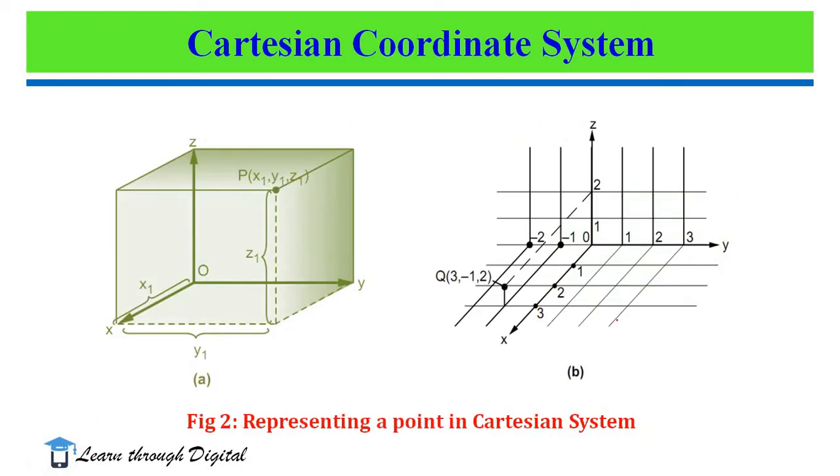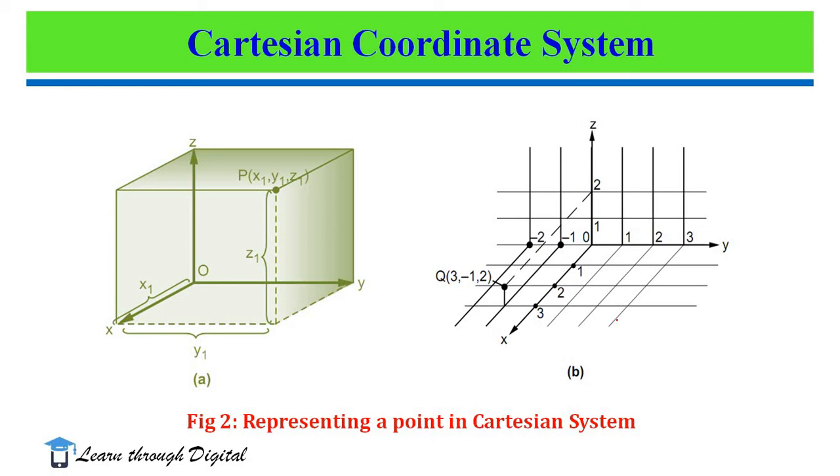In the Cartesian coordinate system, the x equal to 0 plane indicates the 2-dimensional YZ plane. The y equal to 0 plane indicates the 2-dimensional XZ plane. And the z equal to 0 plane indicates the 2-dimensional XY plane.